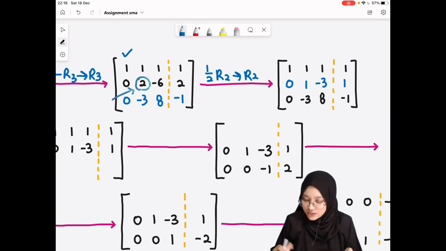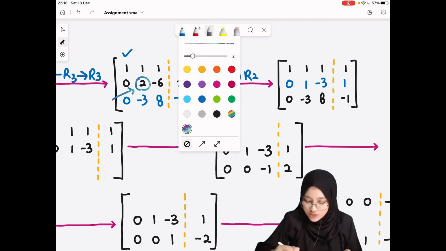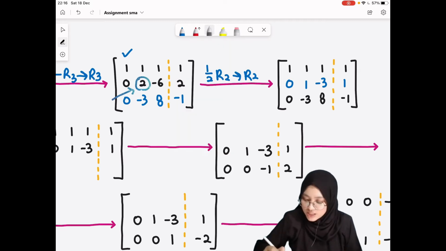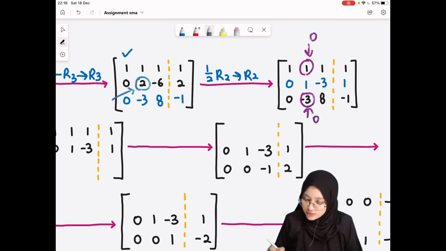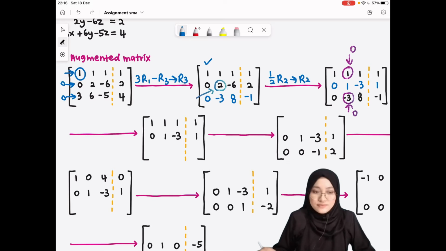As we can see here, the rules are still the same, so we need to follow, which is that above and below the leading one must be 0. This one must be 0 and this one must be 0. So we need to do it one by one. So I would like to change the number below the leading one first, for this one.